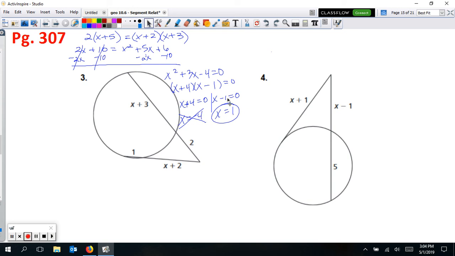So negative 1 is the only answer for that one. Now, problem 4, this definitely is a tangent line. You can see right here. So here's a tangent segment, not a line, I should say. It's a tangent segment. Here's your secant segment right here.